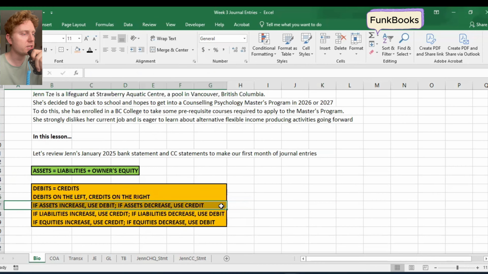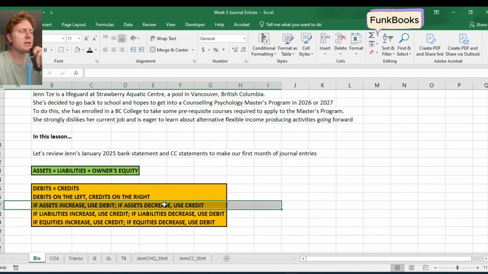And then, okay, which account to use? A lot of people already have an idea of what's a debit and what's a credit. I want you to try to forget about that for this video and just ask yourself the following question: is the asset increasing or decreasing? If it's increasing, we're going to use debit. And if it's decreasing, we're going to use credit.